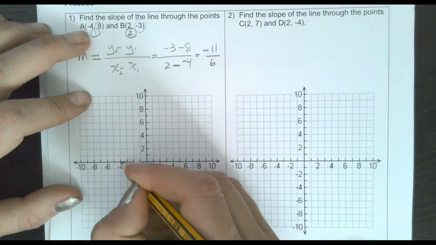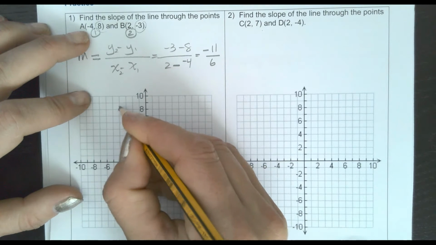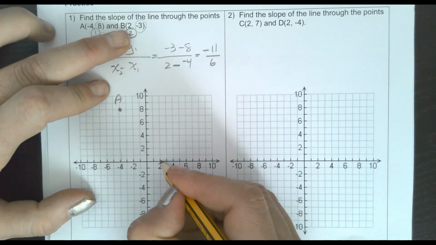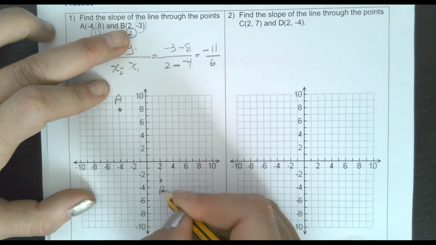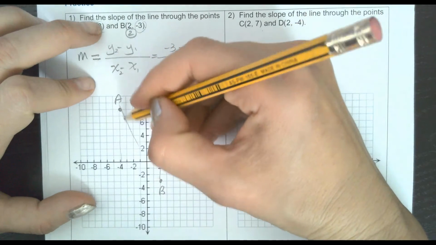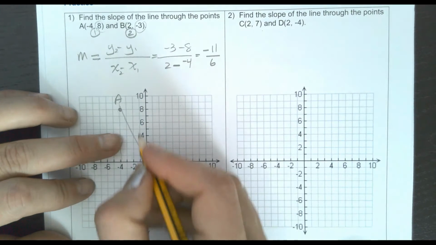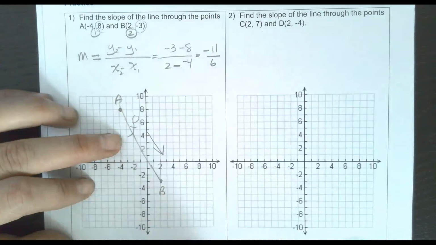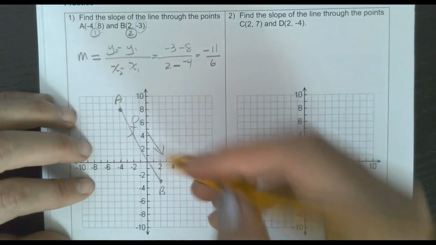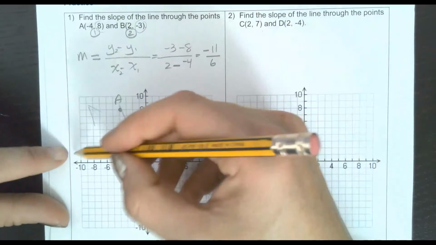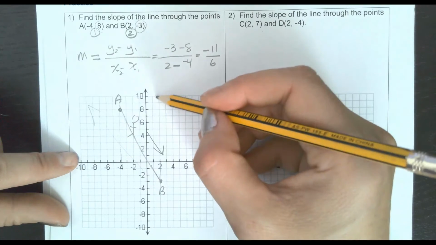Negative 4 eighths. That's A. B is 2, negative 3. And if I connect those, it's a negative slope. So if I'm standing here, I'm going down. So it's a negative slope. Some people say if it's pointing this way in this quadrant, number 2, it's negative.